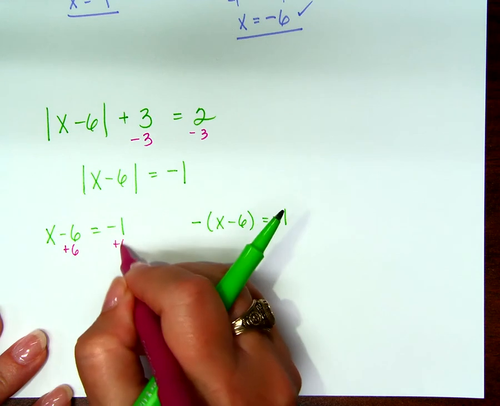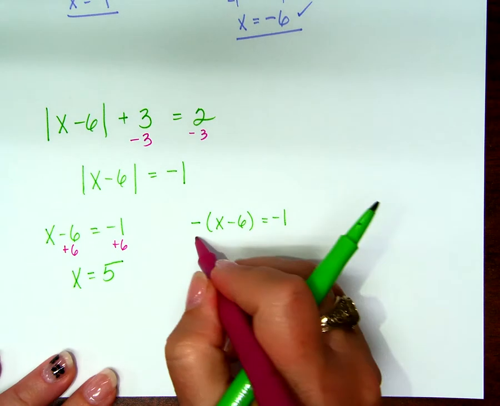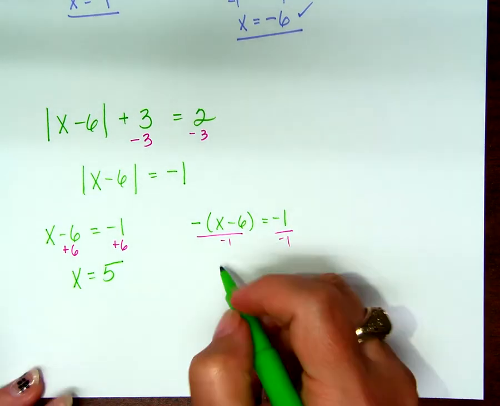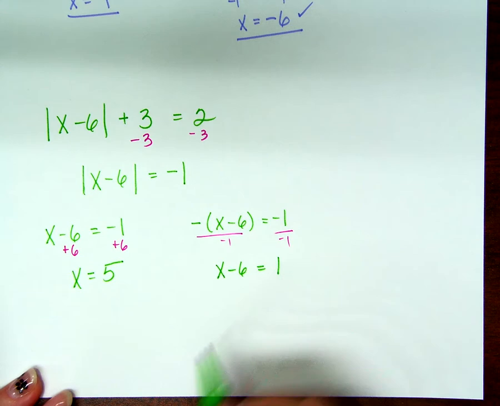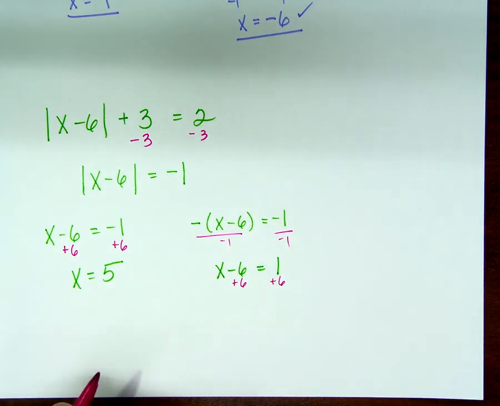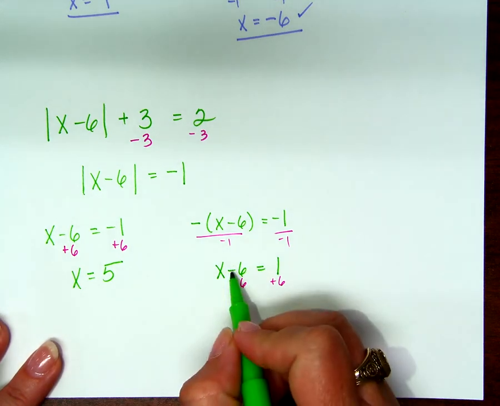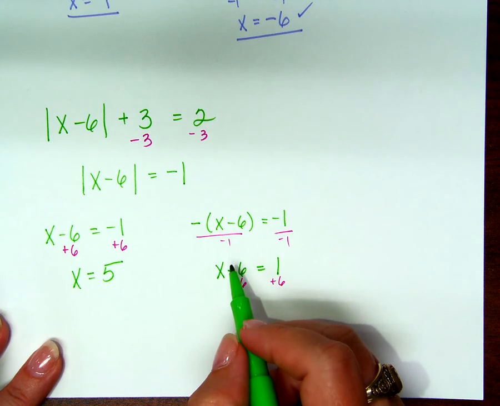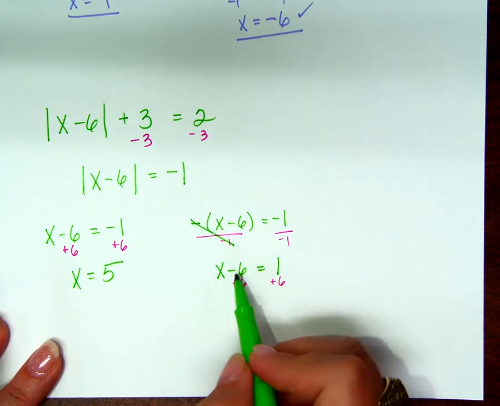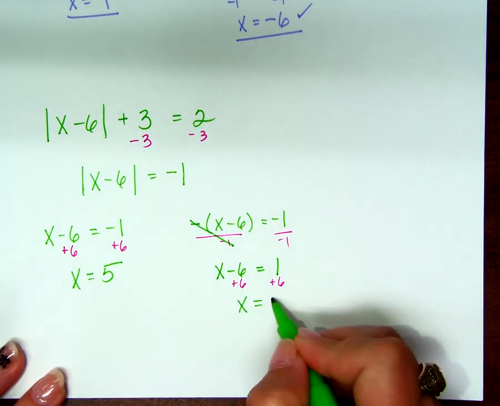Add 6, x equals 5. Divide by negative 1, x minus 6 equals 1. Add 6, uh-oh, what did I do? Do you see my error? Anybody see it? It's right here. This divides by negative 1, so I just get x minus 6, don't I? Okay. X equals 7.